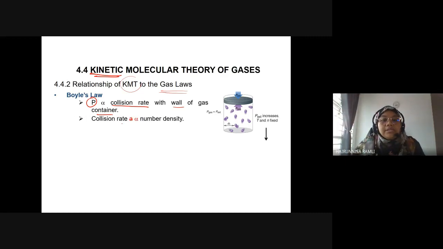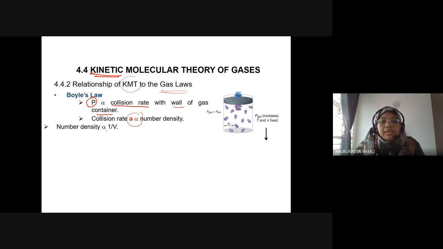Okay, so this collision rate is directly proportional to the density. Okay, so dalam slide saya ada pembetulan ni. Saya tak sure lah slide you all dah dibetulkan ke belum. Dia bukan collision rate a number density. Dia actually directly proportional. So a ni buang eh. Okay, so directly proportional to the density. Maksudnya lagi dense. Okay, dense ni kan related to the mass of a volume kan. So mass tu related to the number of molecules, number of particles over volume, volume of the container kan. So that's why kalau density tu lagi tinggi, lagi dense, collision rate pun akan lagi tinggi.